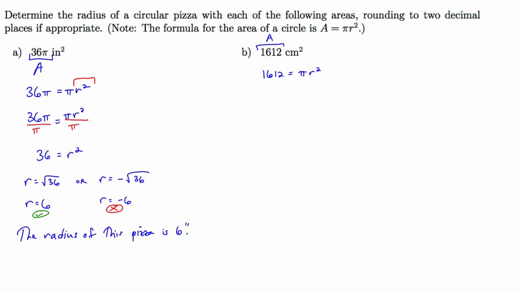So we'll begin again by trying to isolate the r squared, and to do that, we need to divide both sides of the equation by pi. So we'll take our equation 1612 equals pi r squared, and divide each side by pi. On the right side of the equation, pi r squared divided by pi will simply become r squared. Over on the left side, I will leave 1612 over pi as 1612 over pi. I will not try to approximate it at this point. Typically, we don't want to round in the middle of solving an equation. We'll save that as the final step if it's necessary.